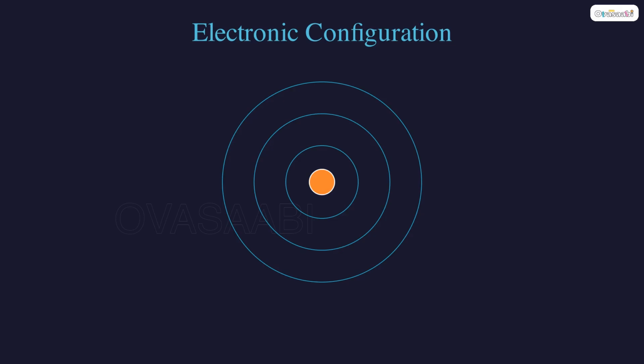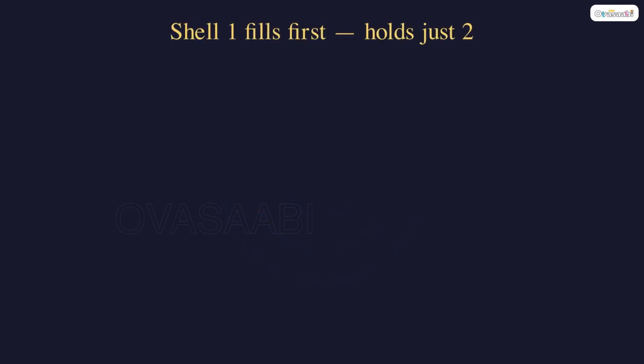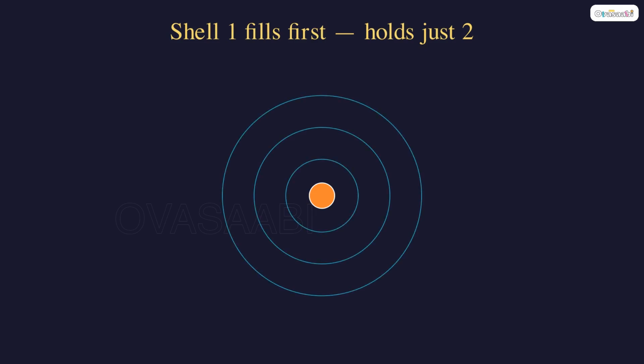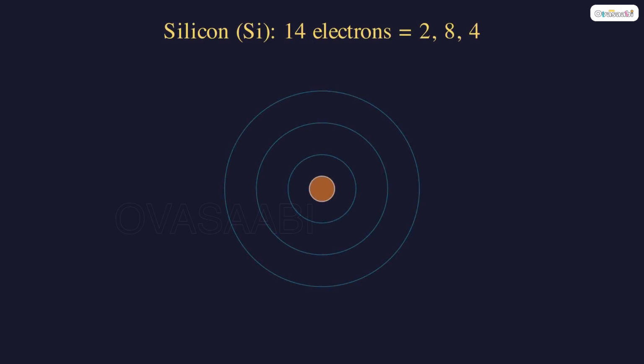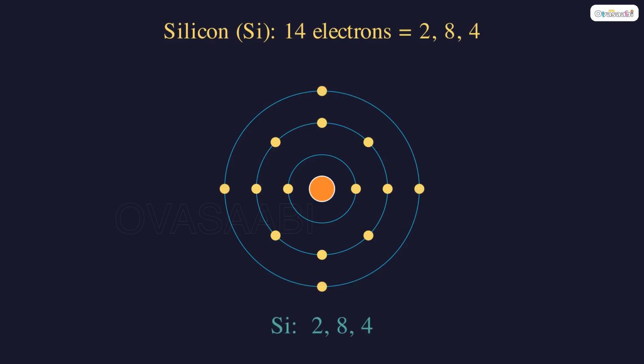If atoms had an address system, how would electrons know where to sit? Let's find out. Electrons fill the closest shell first, like filling the front row of seats before the back. Shell 1 holds just 2. Shells 2 and 3 each hold up to 8.